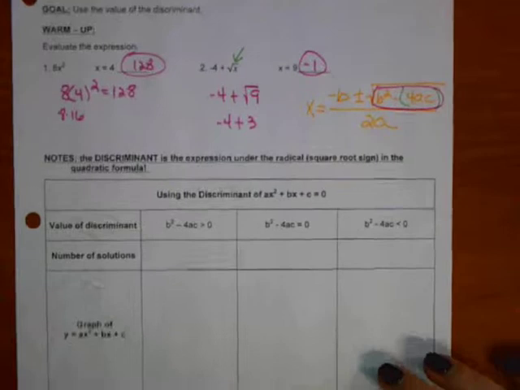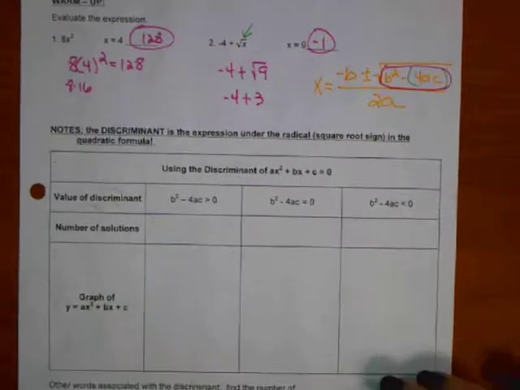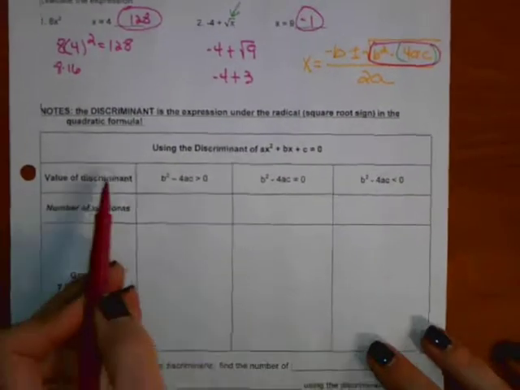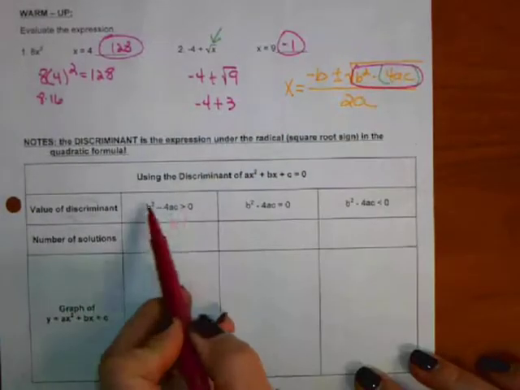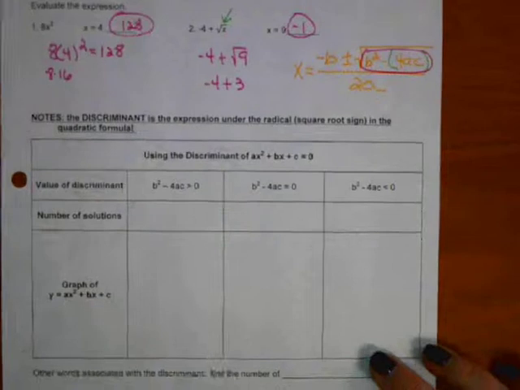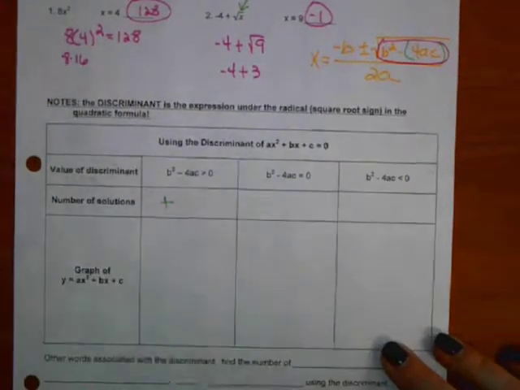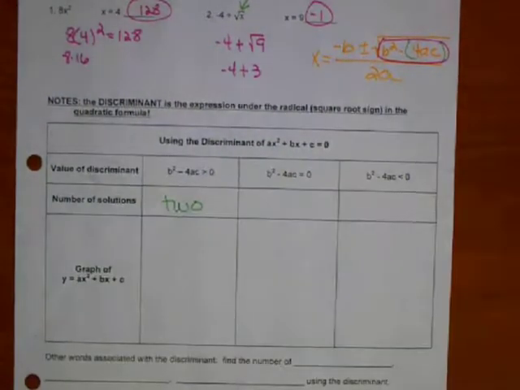What it tells us is the number of solutions. And I'm going to tell you what that means in a second. This says if I stick numbers in for a, b, and c here, and I find out that the value of that number is greater than 0, that means that there are 2 solutions. I'm going to tell you what that means here in a second.